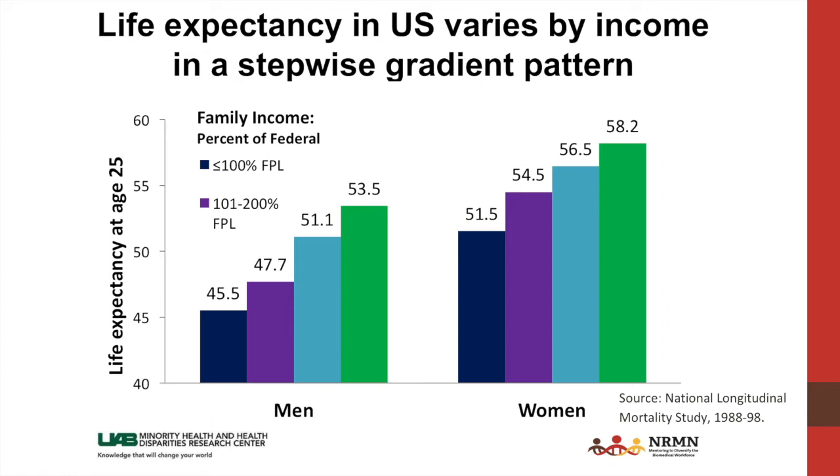Also, this graph shows that life expectancy in the United States varies by income in a stepwise gradient pattern. You can see that families with less than 100% of the federal poverty level have a lower life expectancy than families that have a higher income level. This is equal in both men and women.